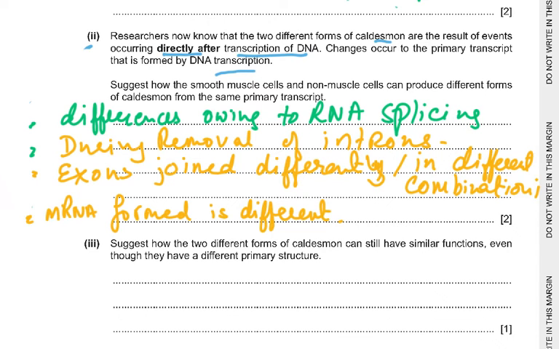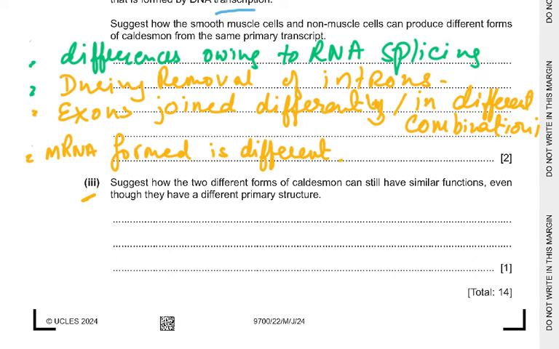The introns, please do not say it's a reject. If you say different numbers of introns removed or some introns remain, that's wrong. Exons joined differently in different combinations. mRNA formed is different. Part 3 suggests how the two different forms of caldesmon can still have similar functions even though they have a different primary structure.